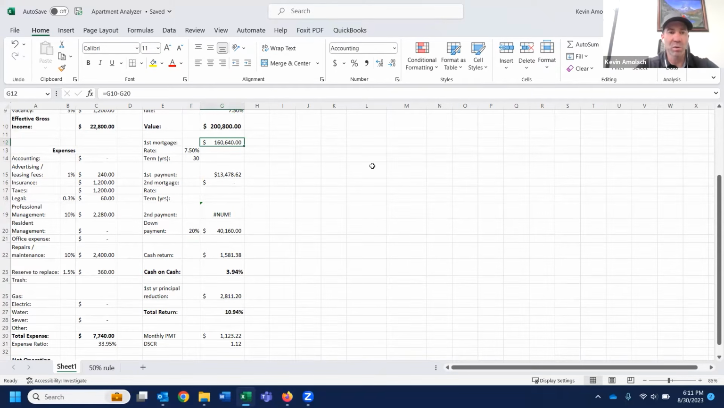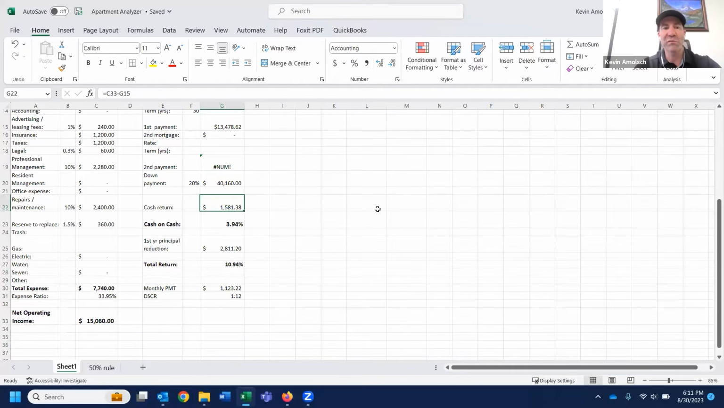Okay, we're going to borrow $160,640. That's how much our loan is going to be. And we're going to put down $40,160. So our cash return for the year is $1,580. So a cash return is after you pay all your debt. So all your expenses, you calculate net operating income. From there, you subtract your debt payment and you get your cash return. So this doesn't distinguish between principal and interest. It's just a cash outlay for the payment. And you get a cash on cash return of 3.94%.